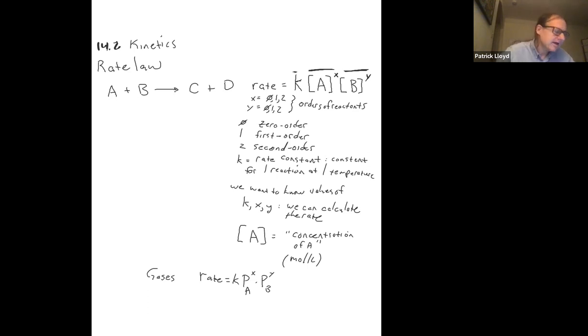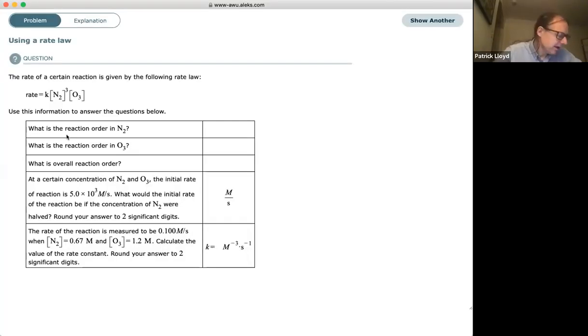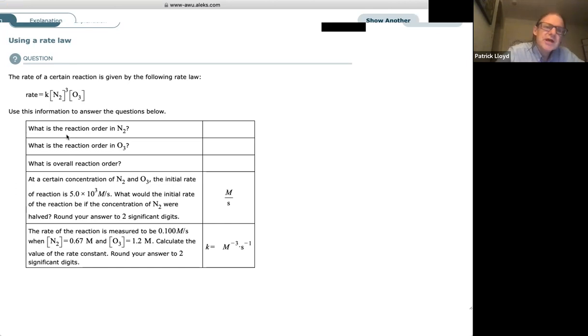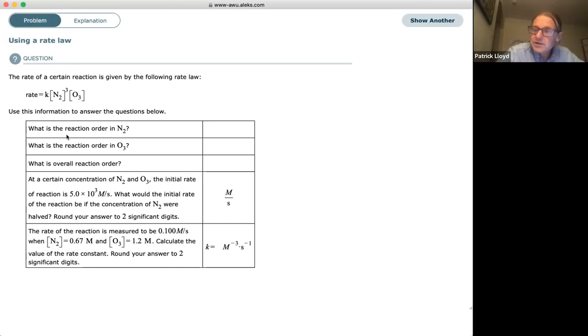Now let me go ahead and pop up a problem here so you can see it. The rate of a certain reaction is given by the following rate law: rate equals k times the concentration of N2 to the third power times the concentration of O3. Use this information to answer the questions below.